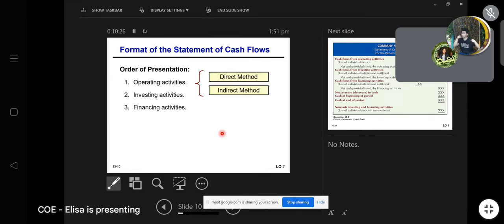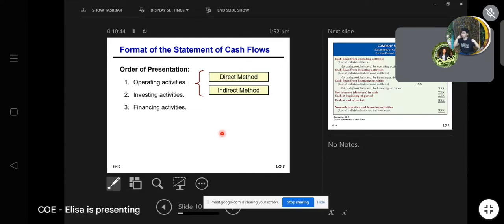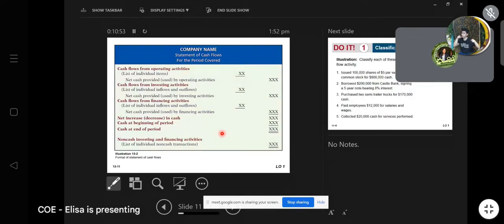Now, in both the direct and indirect method, the operating activities and investing activities presentation will differ. But in the financing activities, it will be the same. So this is the template of the statement of cash flows.